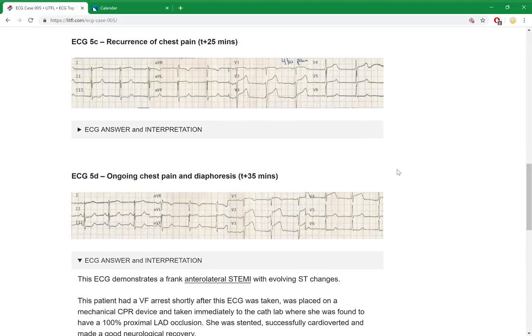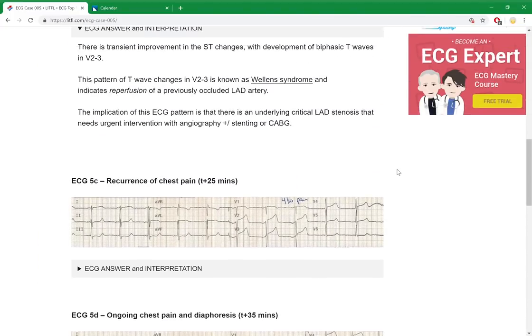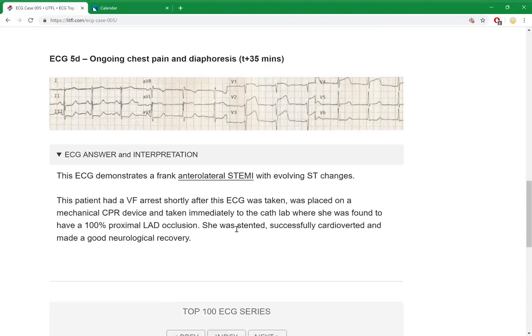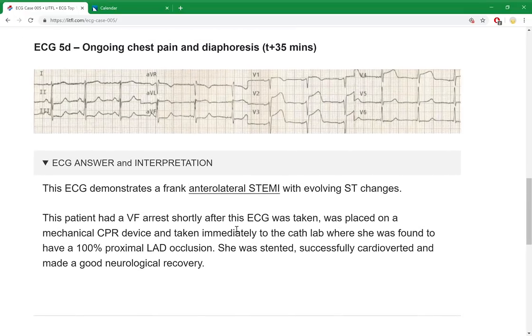Even if it's just you and your ER shift or you and your clinic, you can actually save somebody by being adept at interpreting EKGs. So this patient was sitting in bed, obviously. They had ongoing chest pain and diaphoresis. And shortly after this EKG, 35 minutes later, they had a ventricular fibrillation arrest, a VF arrest. So they went into cardiac arrest and died shortly after this EKG was taken.